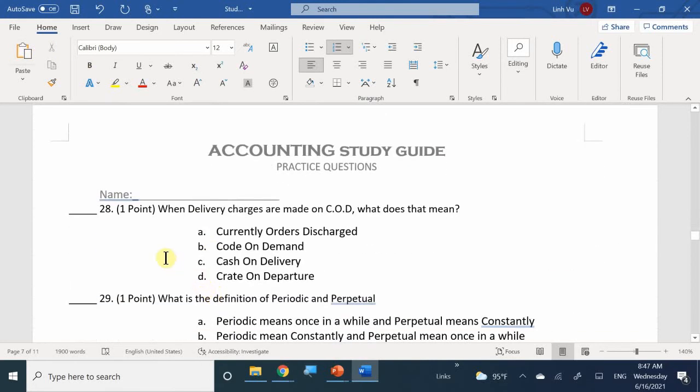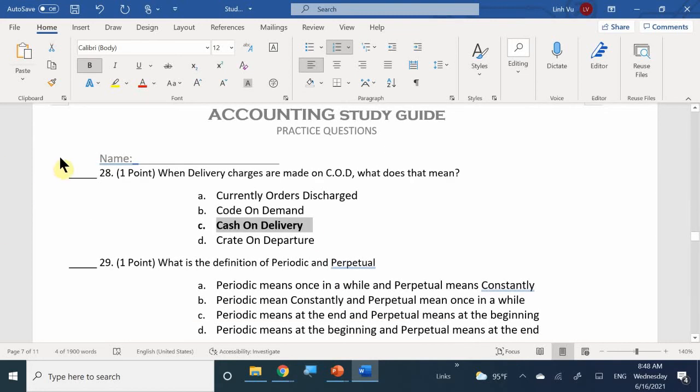Okay. Number 28. Delivery charges are made on COD. What does that mean? Cash on delivery? Cash on delivery. Good. Right? It doesn't mean crate on departure or code on demand or currently ordered has been discharged. Okay.